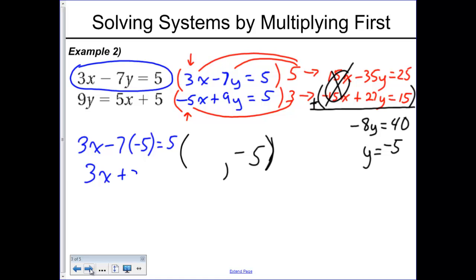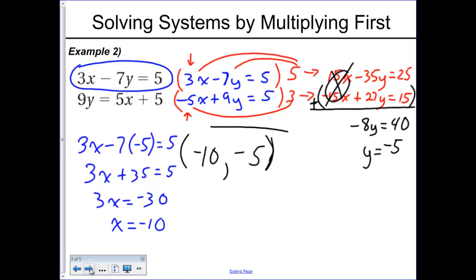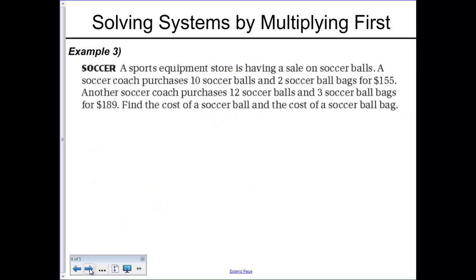3x is going to equal positive 35, which equals 5. Move the 35 over, so x is going to equal a negative 30. 3x is going to equal negative 30, divided by 3 on both sides, and x equals negative 10. So our final solution here is negative 10, negative 5, and that is the solution to the system.